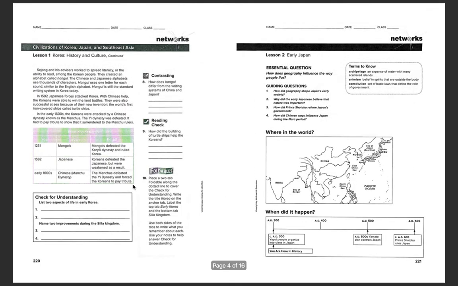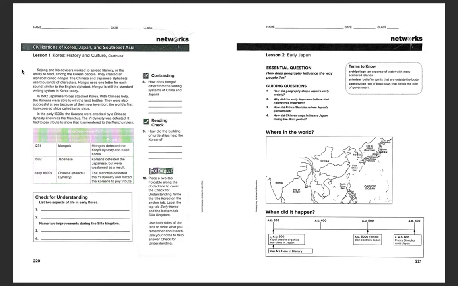Here at the top. Let me look at my notes. So it says here, Sejong and his advisors worked to spread literacy, or the ability to read, among the Korean people. They created an alphabet called the Hangul. The Chinese and Japanese alphabets use thousands of characters. Hangul uses one letter for each sound, similar to the English alphabet. Hangul is still the standard writing system in Korea today.